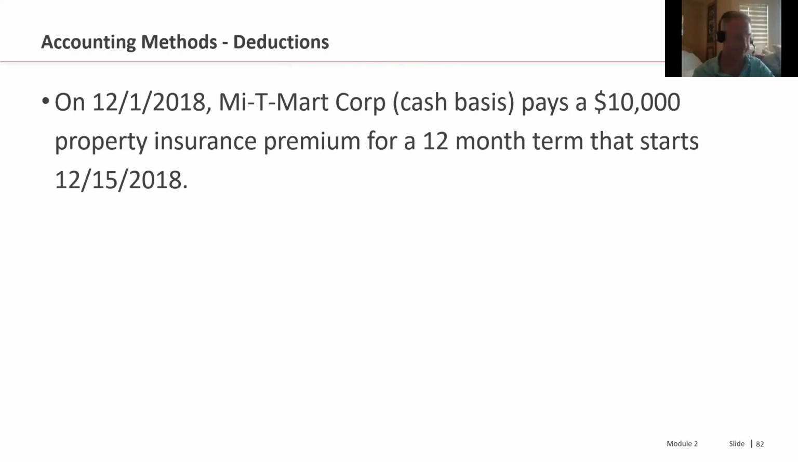Let's do an example. Okay, on December 1st, Mighty Mart pays a $10,000 property insurance premium for a 12-month term that starts December 15th of 2018.